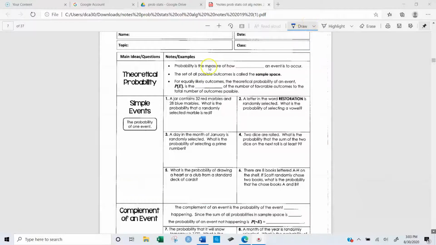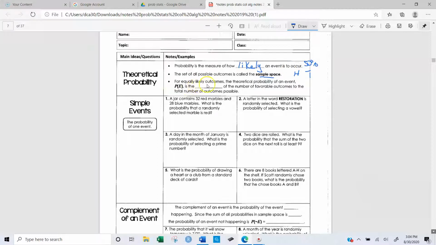Okay, the probability is a measure of how likely an event is to occur. The set of all possible outcomes is called the sample space. So like in our heads, tails, the measure of how likely an event occurs is 50-50. The set of all possible outcomes would have been heads, tails. That would have been our sample space. So our sample space would have been heads and then tails. This would have been 50% for each.